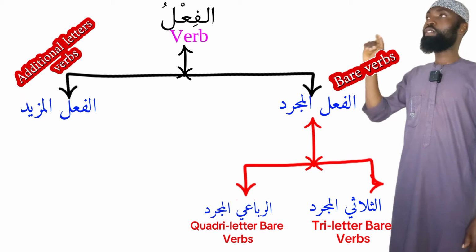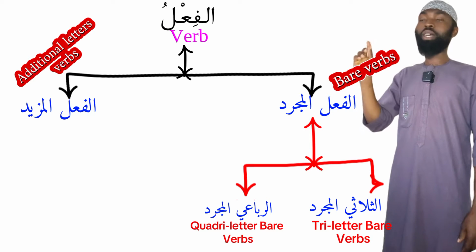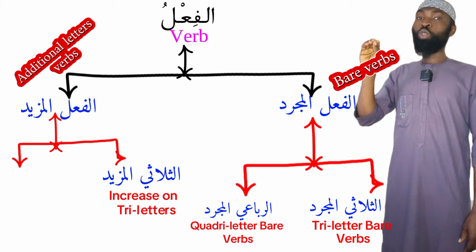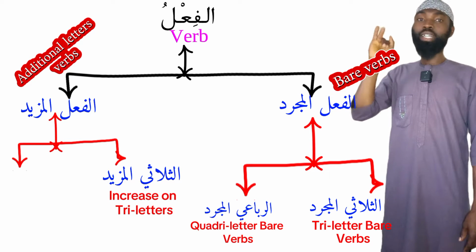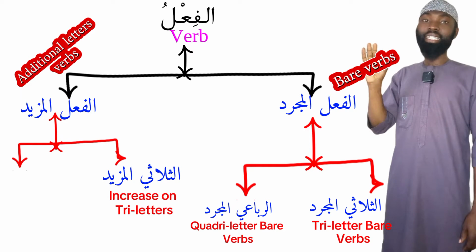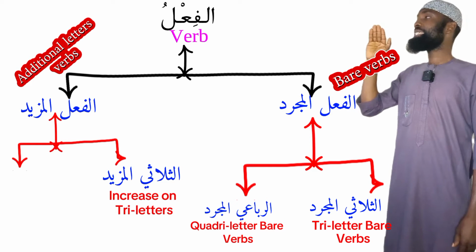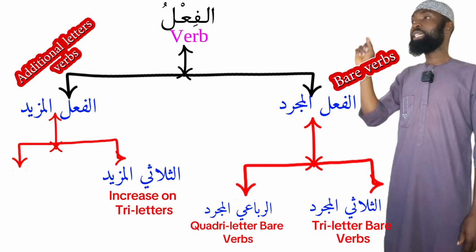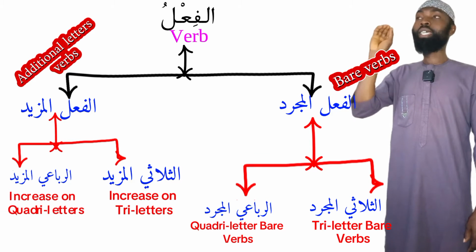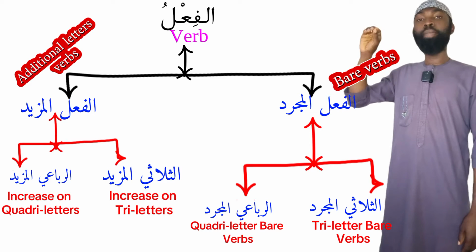Now the same goes for al-mazid, which means the increased verbs. These increased verbs also have al-thulathi al-mazid, which means verbs which have their root letters as three, but now addition has been made to those root letters. The second subcategory is also called al-ruba'i al-mazid, which means verbs which have four letters as root letters, but increment has been made on them.